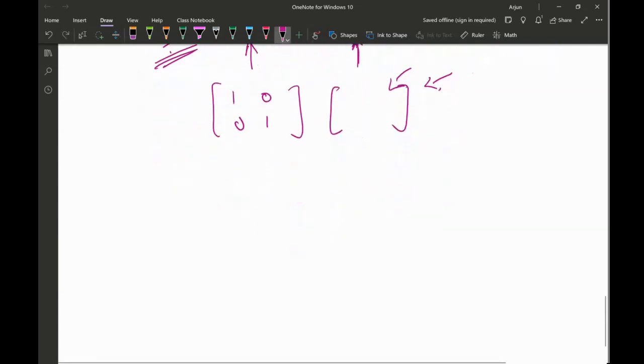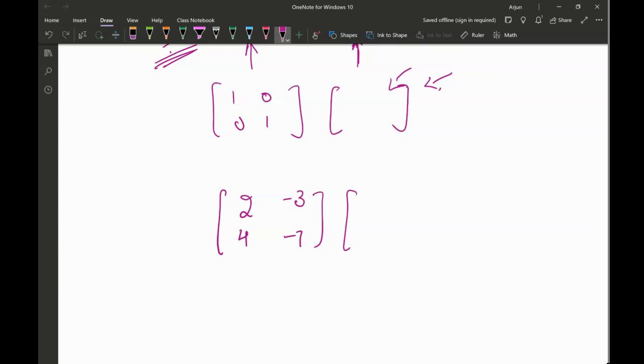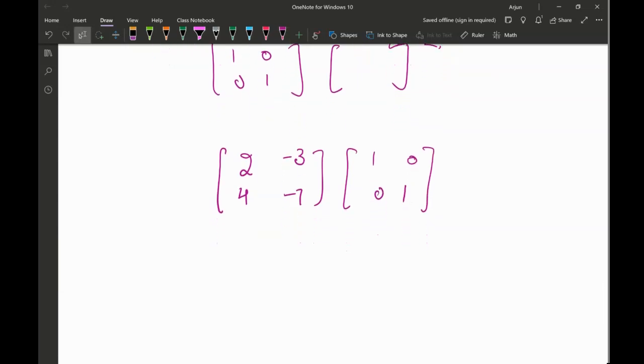So let's start with the question. The question one more time: 2, 4, minus 3 and minus 7. This is the question given to me. Now I'm going to multiply it by 1, 0, 0, 1 here, and as I said, my objective is to convert this first one into the identity matrix. So what I'm going to do is divide row 1 by 2, because the identity matrix looks like 1, 0, 0, 1. That's how an identity matrix looks.